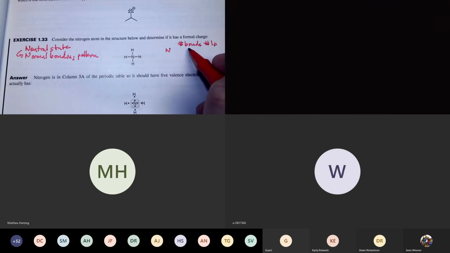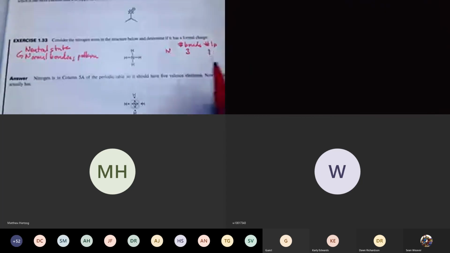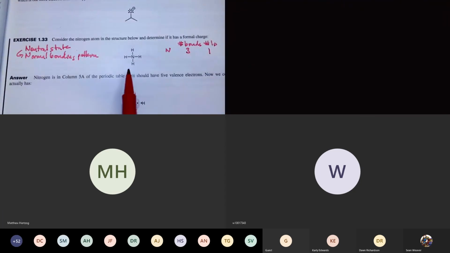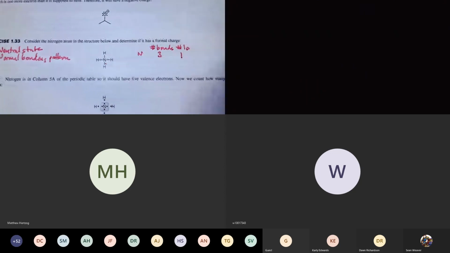So Mac got it right. It normally has 3 bonds, and then how many lone pairs? One. So a normal nitrogen will have 3 bonds, 1 lone pair. When we look at this nitrogen here, it has 4 bonds. So maybe I can put another thing here. We'll say formal charge 0.